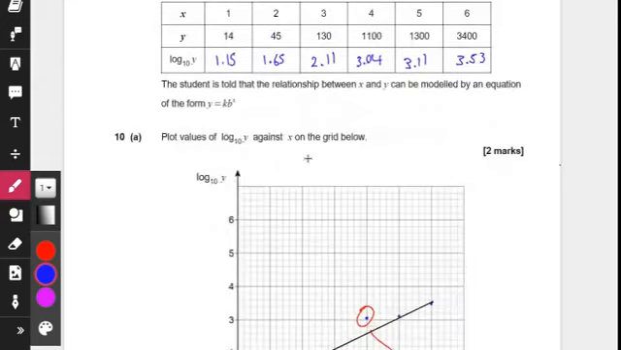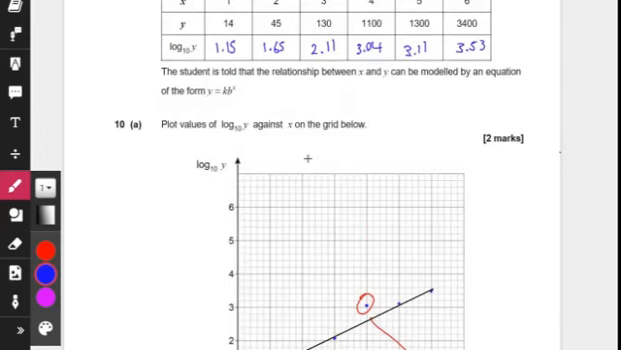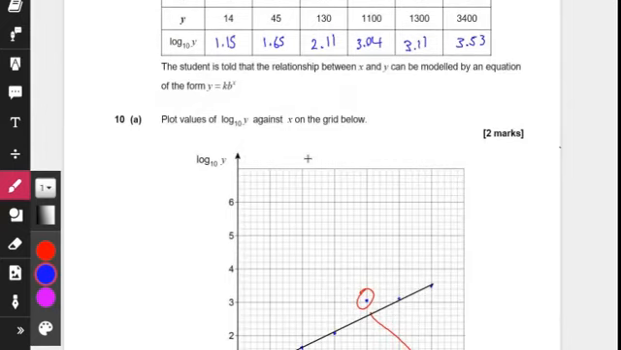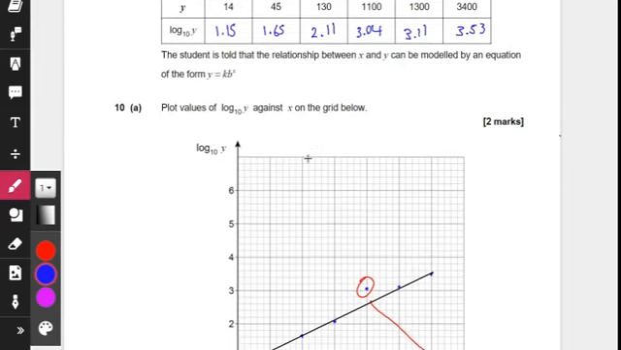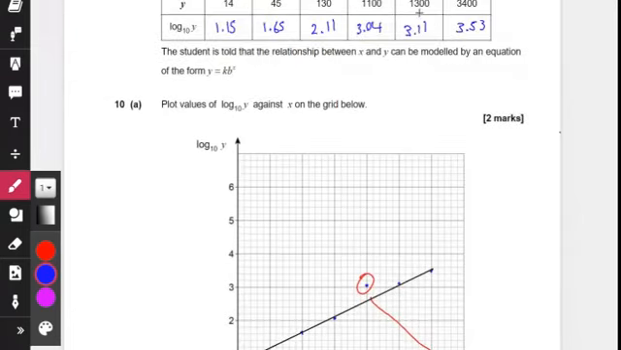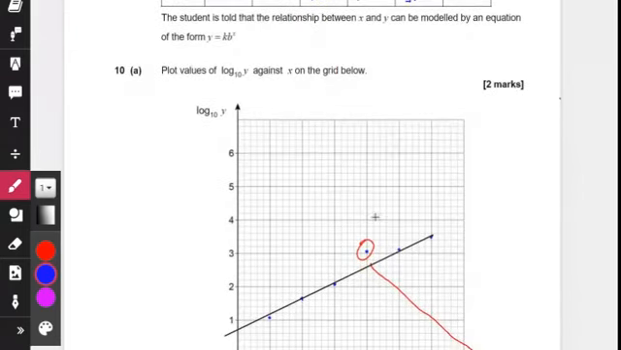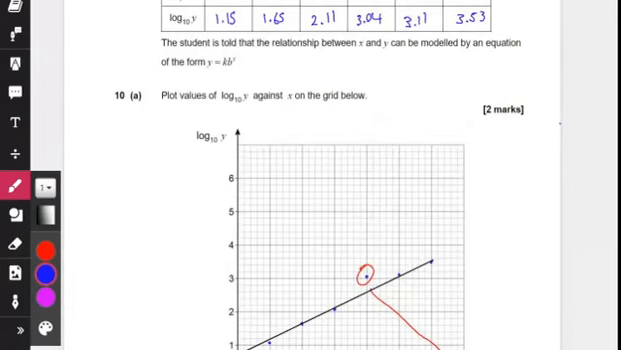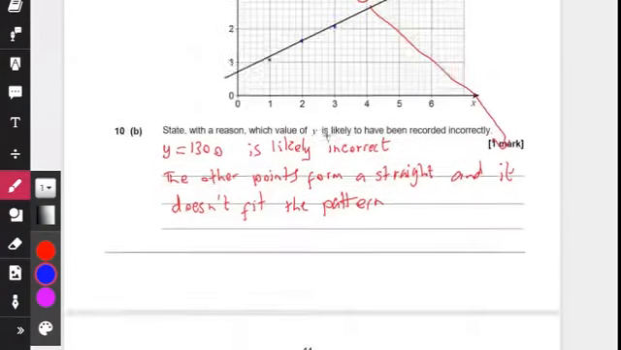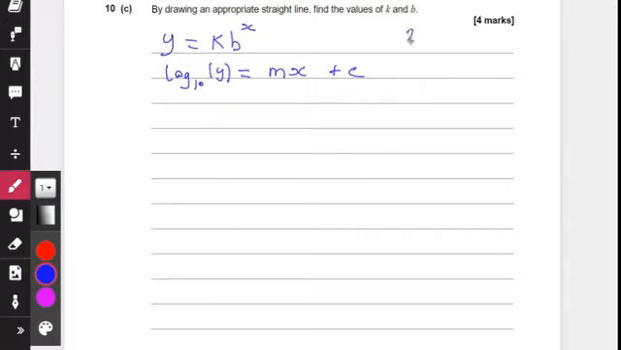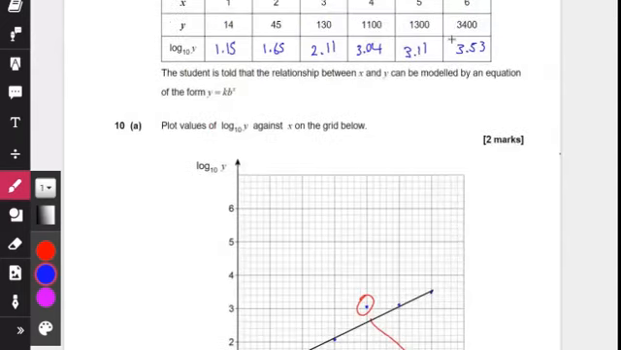So let's see. If I were to work out the gradient, I could use any 2 points on the graph as long as I'm not using the 1,300 mark. That's fine. So I'm just going to pick 2 and 3. So x is 2, x is 3, and log to the base 10 of y is 1.65 and 2.11. So 2, 1.65 is one coordinate, and my other one is going to be 3 and 2.11.